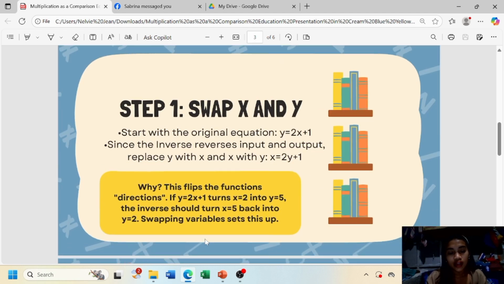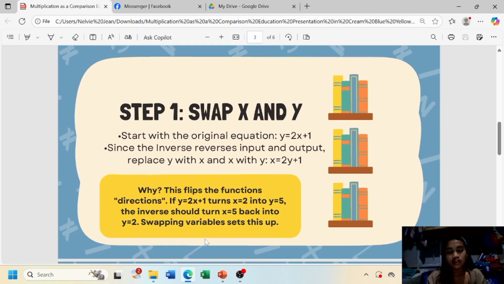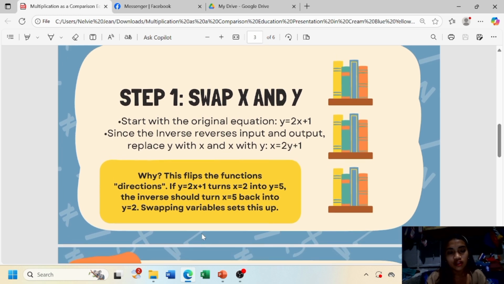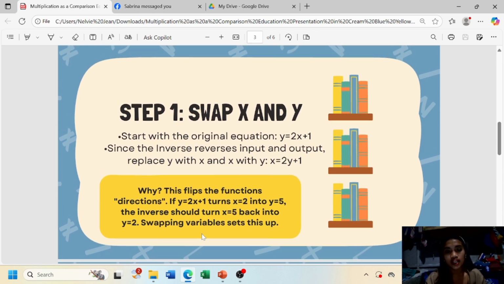So now step 1, swap x and y. Let's start with the original equation: y is equal to 2x plus 1. Since the inverse reverses input and output, replace y with x and x with y. So x is equal to 2y plus 1.